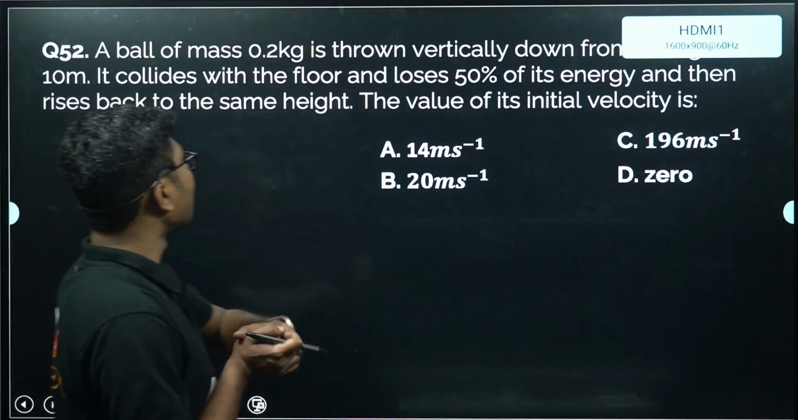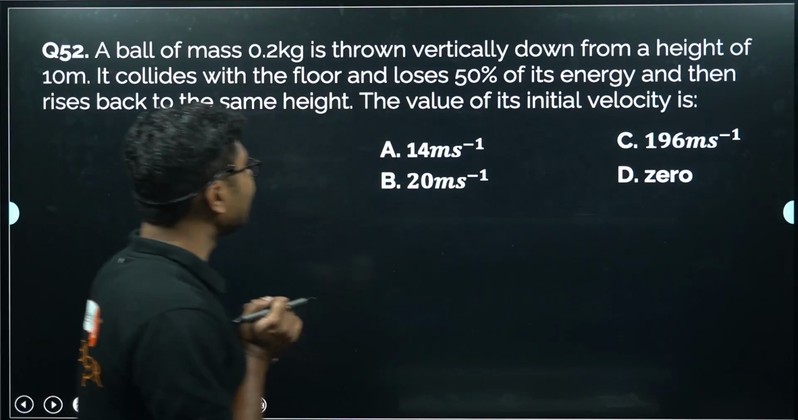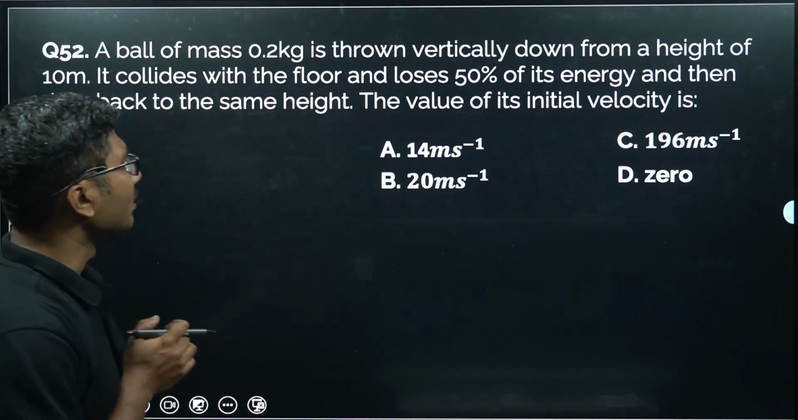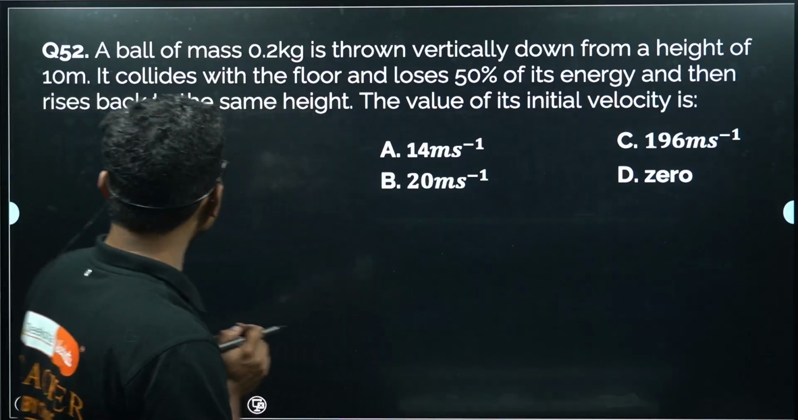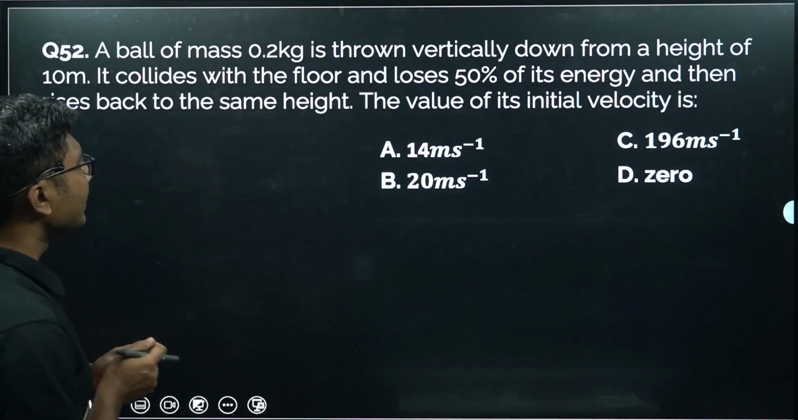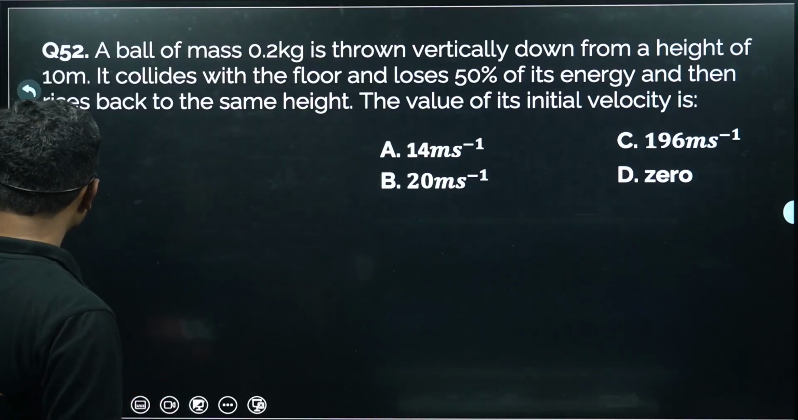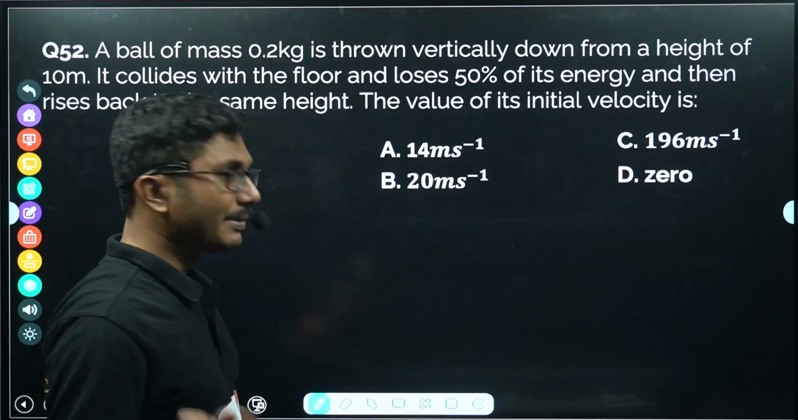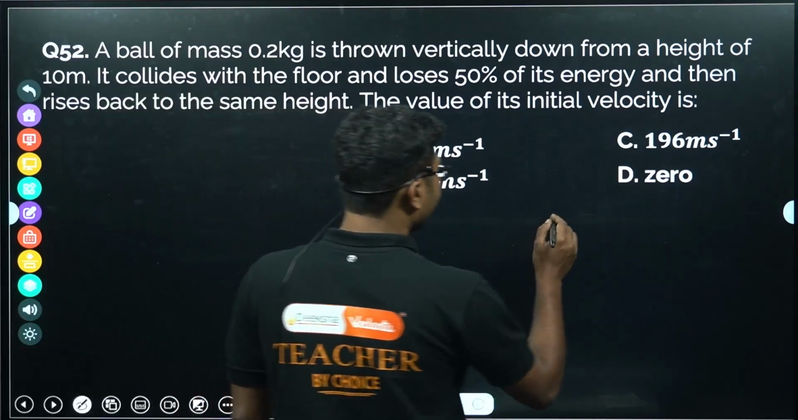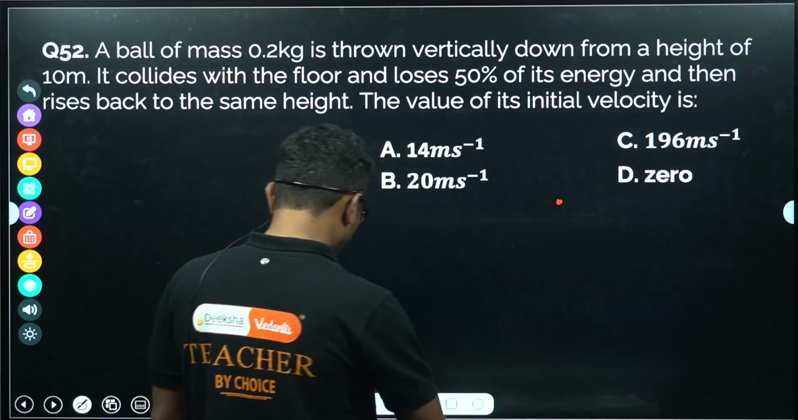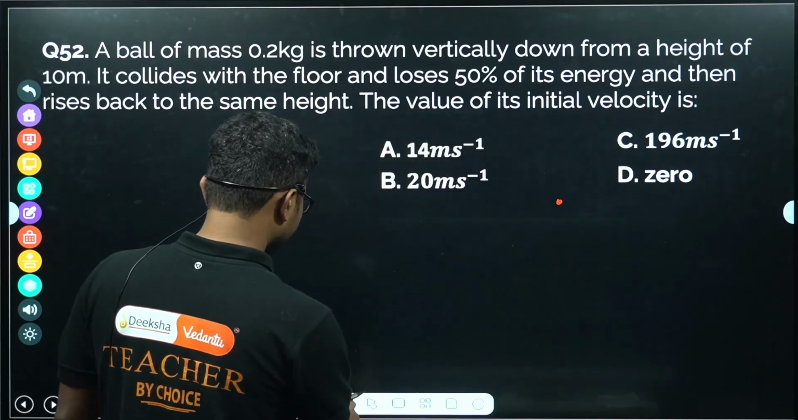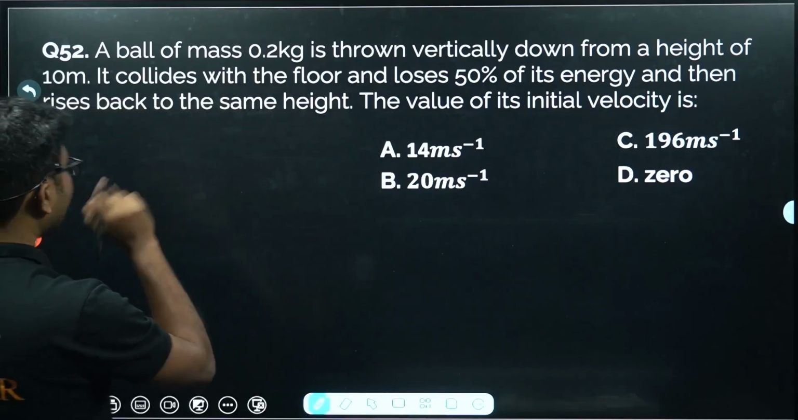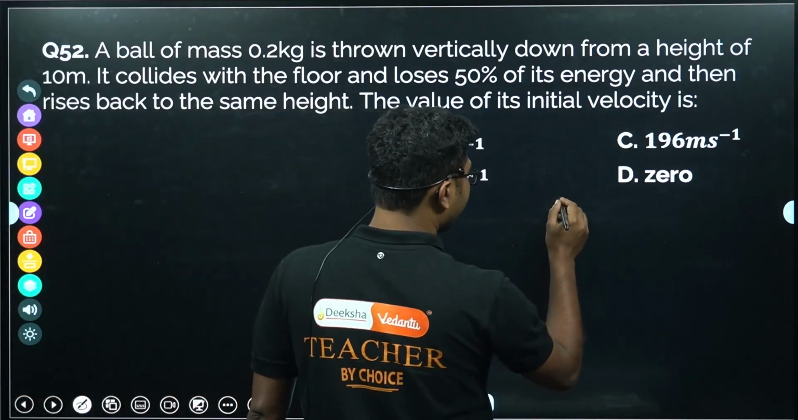A ball of mass 0.2 kilogram is thrown vertically down from a height of 10 meters. It collides with the floor and loses 50% of its energy and then rises back to the same height. The value of initial velocity is? This is a little lengthy question, but I hope mathematically it is not very difficult. You can solve it. So it is said the object is being dropped from a height of 10 meters.